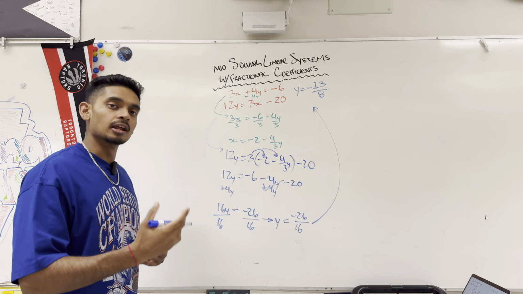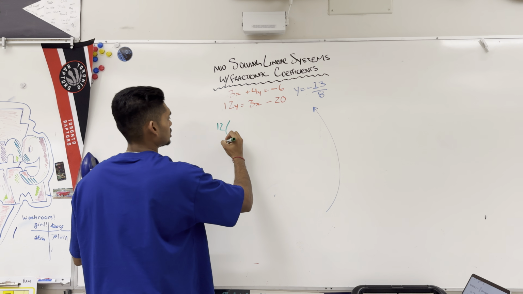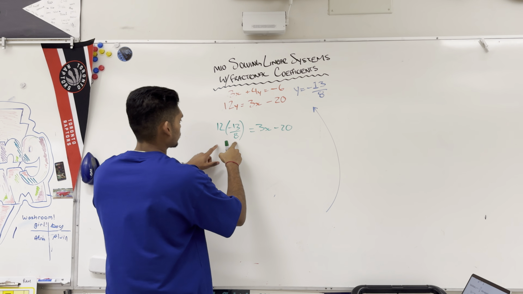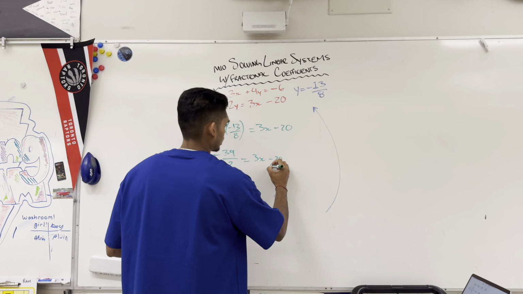So we know what our y is. Now it's time to solve for x. Let's erase this junk. Using equation number 2, let's substitute y in. It is now 12 times negative 13 over 8, plus 3x minus 20. Okay, and we solve for x. So let's get rid of the brackets first. 12 times negative 13 over 8, that becomes negative 39 over 2. Over here, we still have 3x minus 20. Okay, let's add like terms, isolating x.